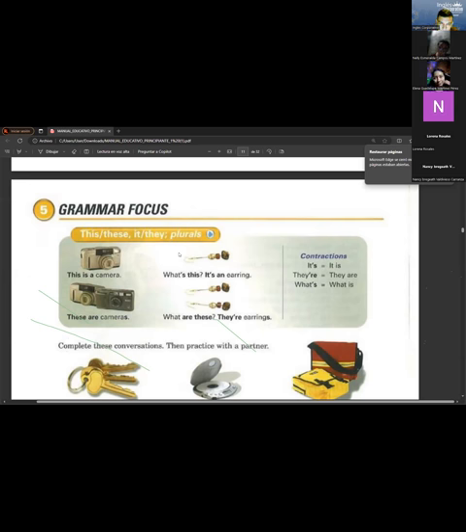Yes, teacher. Vamos a ver. Si es singular, ¿cuál vamos a utilizar? This. Si es plural, these. Ok. Si quiero decir qué es esto, singular, what's this? Y si quiero decir, ¿qué son estos? Plural. What are these? Very good.